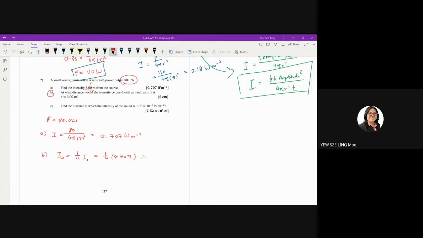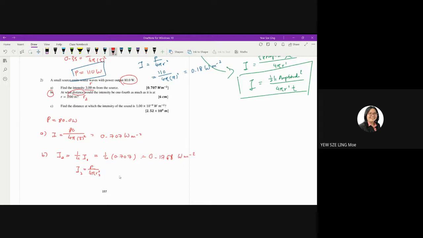0.707 divided by 4, we have 0.1768. Before you reach the final step, you keep the answer in 4 decimal places. So this is I2, 0.1768 W m^-2. By using I equals P over 4 pi r squared, because the question is asking for distance, the question is asking for r2. So for your I2, you use r2.